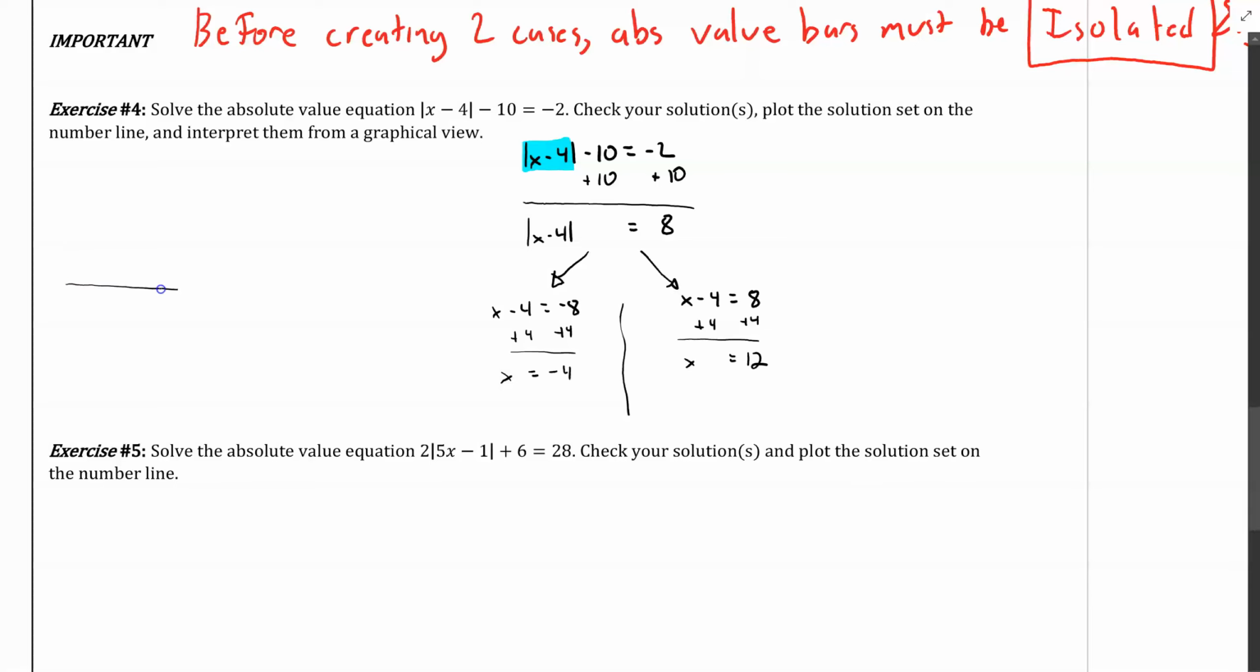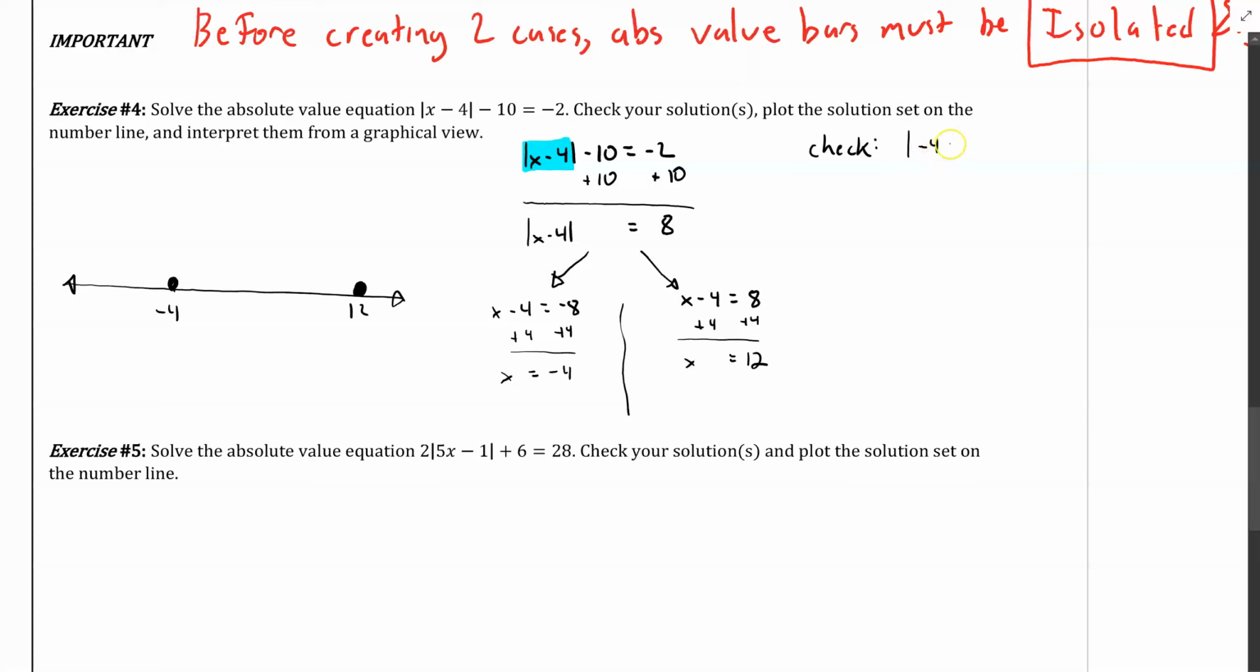So I can draw a quick number line and show that the solutions are -4, +12, and that's it. It's not the numbers between -4 and 12. The answers are just -4 and +12. And we can check our solutions for this problem.